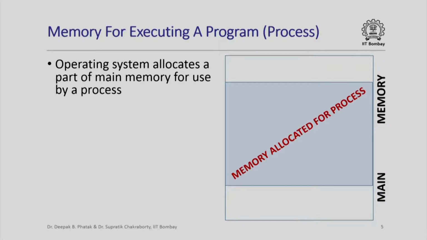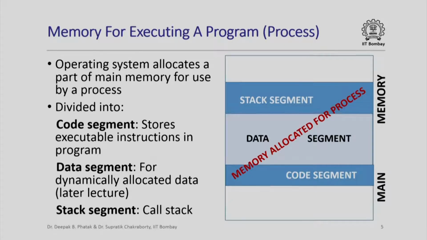You would also recall that this memory allocated for a given process is actually divided into 3 segments. We have the code segment, which stores the executable instructions in the program, the data segment, which stores dynamically allocated data, and we will see this in a later lecture, and then there is the stack segment, which stores the call stack. If you also recall, every local variable of every function in a program is basically allocated in the activation record of that function, and the activation record is stored in the call stack in the stack segment. So basically every local variable of every function in your program actually resides in the stack segment.